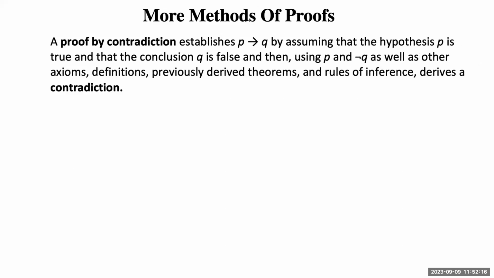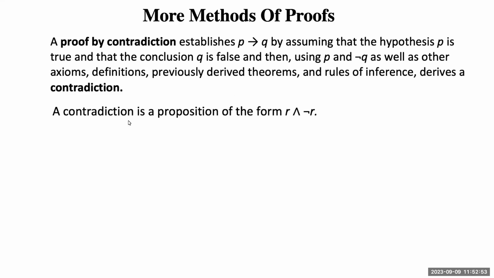First thing we're going to look at is proof by contradiction. So a proof by contradiction will establish P implies Q by assuming that the hypothesis P is true and the conclusion is false. Then by assuming the conclusion is false, we'll use the proposition P, which is true, and Q and not Q, which would be false, as well as other axioms and definitions and such to show that a false conclusion leads to a contradiction of the hypothesis.